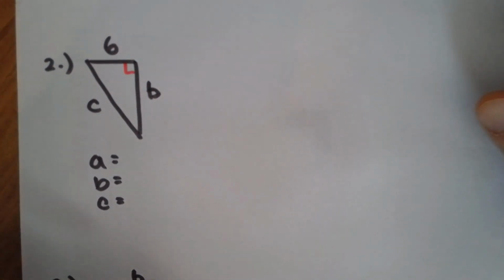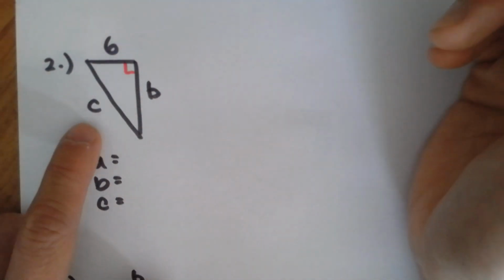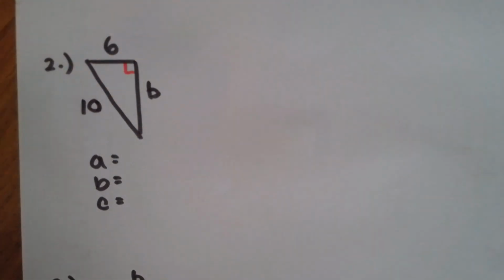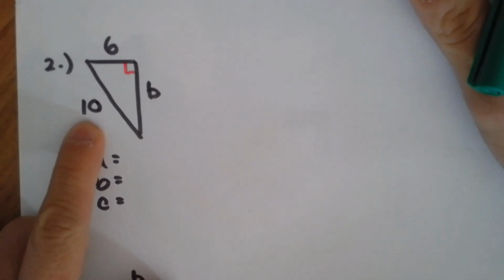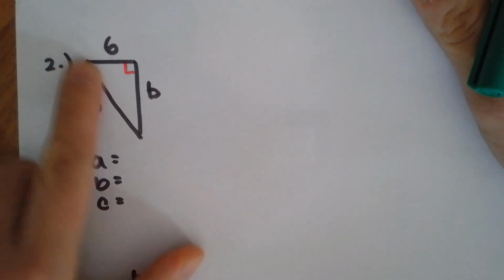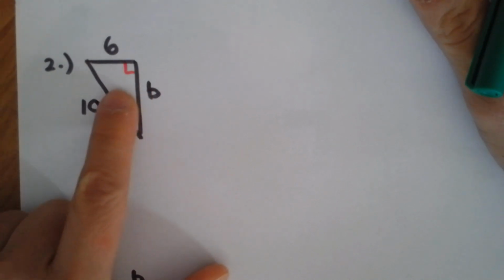Take a look at number 2. Whoops, I think I made a little mistake here. This should be 10 right there. Okay. So for this problem, oh look, I give you the hypotenuse. I tell you that the hypotenuse is 10. See, the hypotenuse is the longest side right here. I know this is 10. It's also across from the right angle.